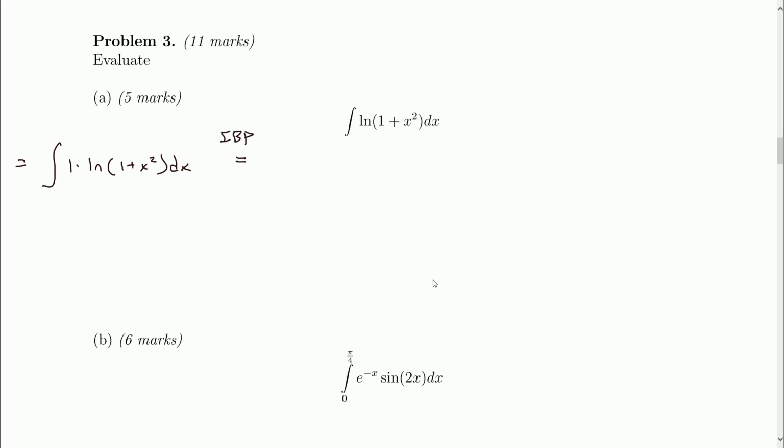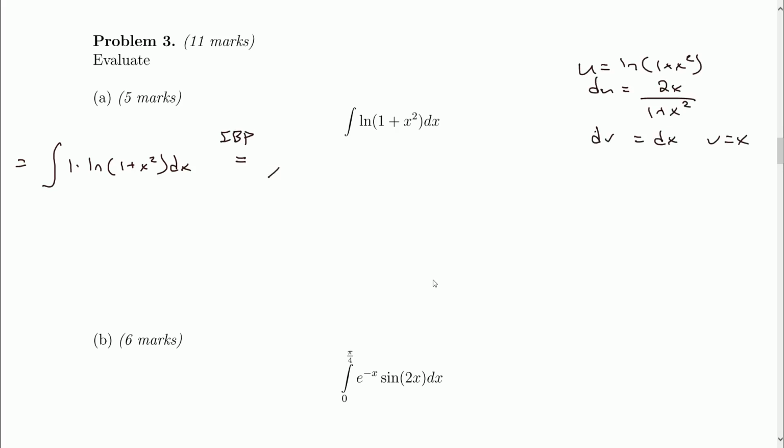And off on the side, I might say something like, let u be ln 1 plus x squared. What would that make du? It'll be 2x over 1 plus x squared. And then dv is what's left over, so just dx. And that would make v equal x.